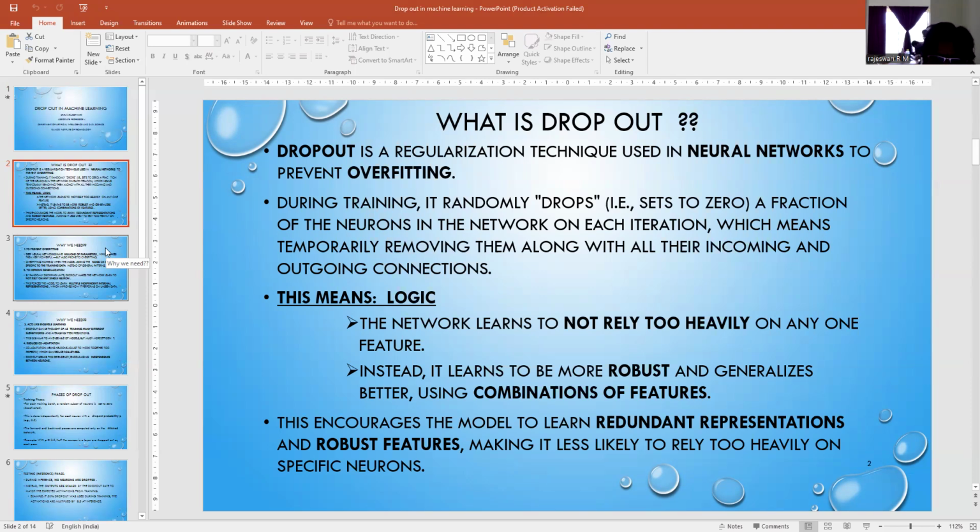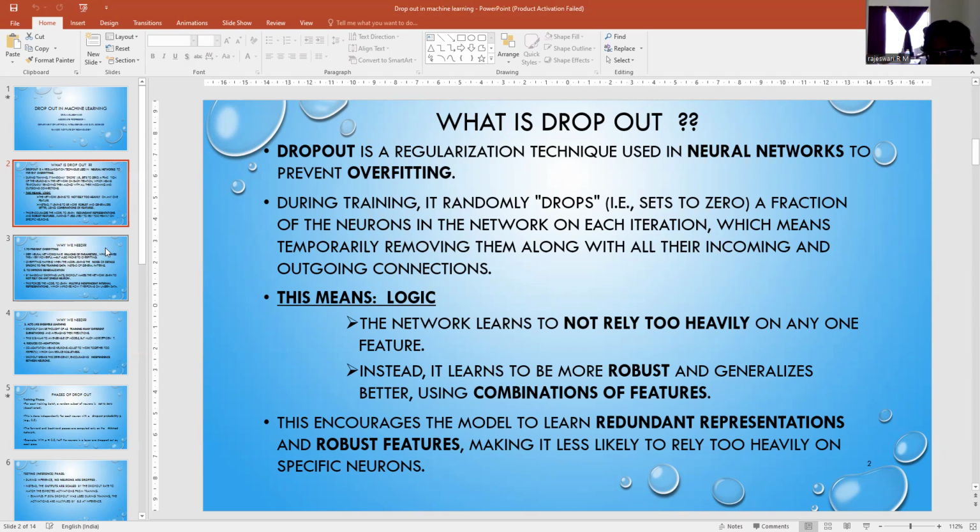So we must know what dropout is. Dropout works by randomly setting a fraction of input units to zero at each training step. The idea is that this helps prevent the model from becoming overly reliant on any specific neuron or feature during training. By doing so, the model learns to generalize better rather than memorizing, or overfitting, the training data.